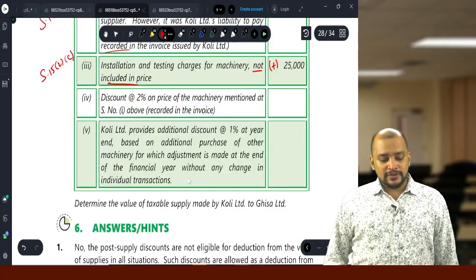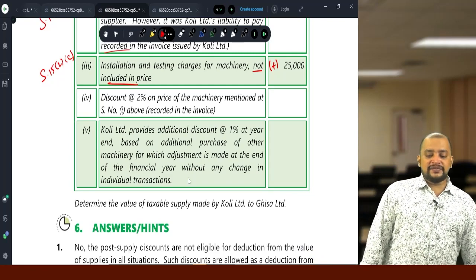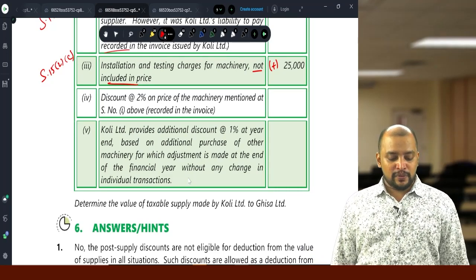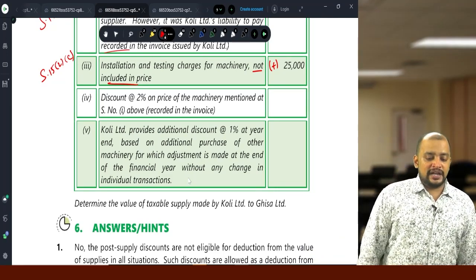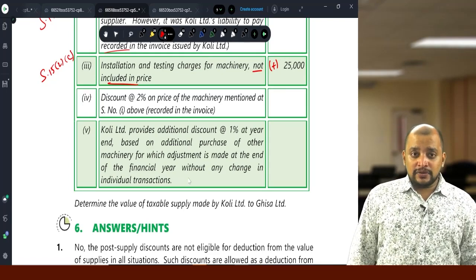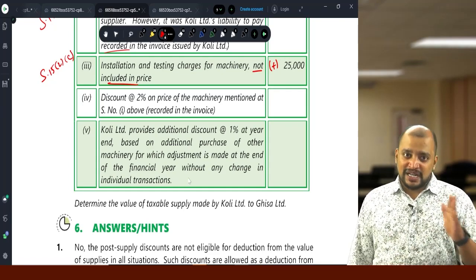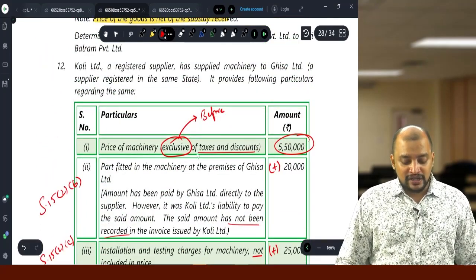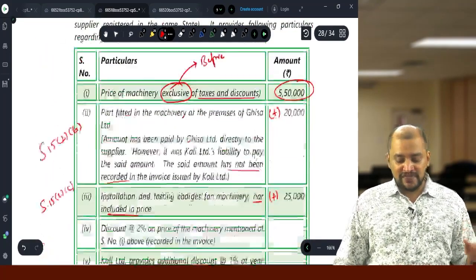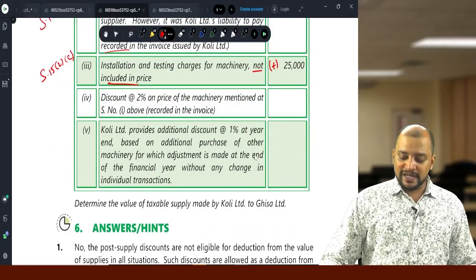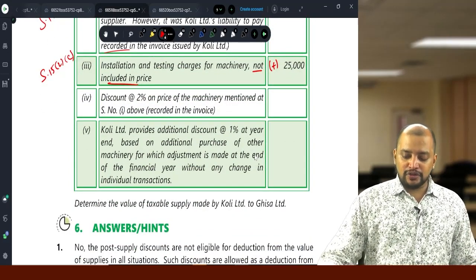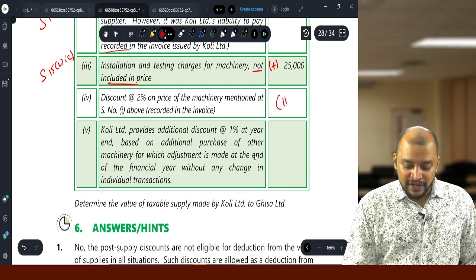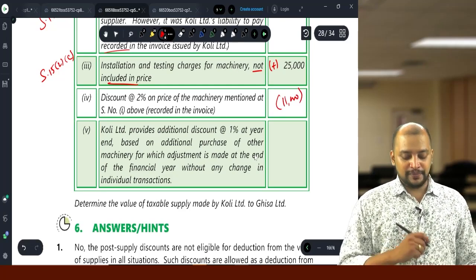Then, discount at 2% on the price of the machinery mentioned at serial number 1 above, recorded in the invoice. Discount is allowed as deduction because it's a pre-supply discount. So we take the price before discount, 5,50,000 into 2%, which is 11,000. So we need to reduce that 11,000.